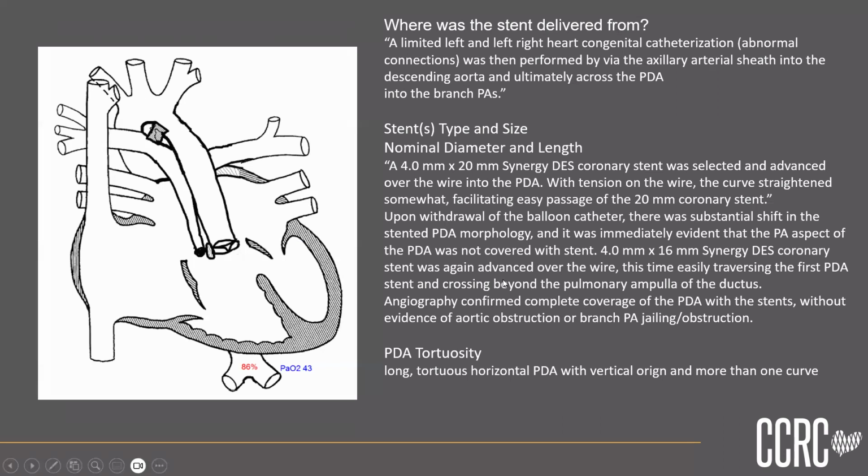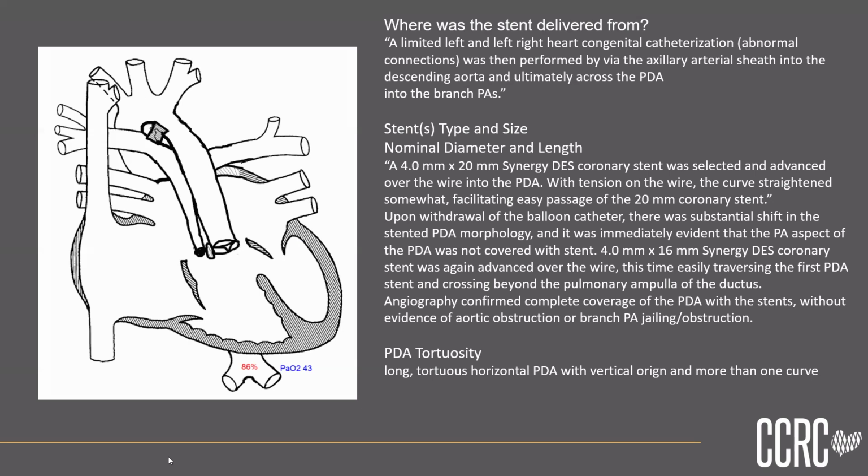And as you see, I read in the cath that a second stent went in, traversing the first stent and crossing. At the end, the last statement was complete coverage of the PDA without aortic obstruction or branch jailing. So those two questions were answered there. When it talked about PDA tortuosity, if it's one curve, two curves, a long tortuous horizontal PDA tells me that's the tortuous option with more than one curve. Any questions about this kid?